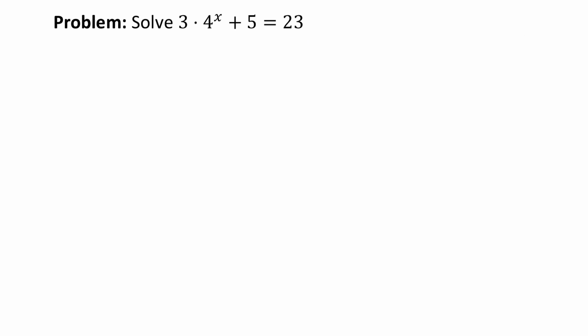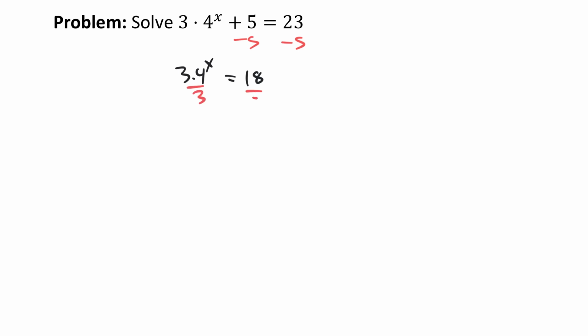All right, so let's see how this would work on a larger question. We've got 3 times 4 to the x plus 5 equals 23. First thing we can do is we could subtract 5. So 3 times 4 to the x equals 18.